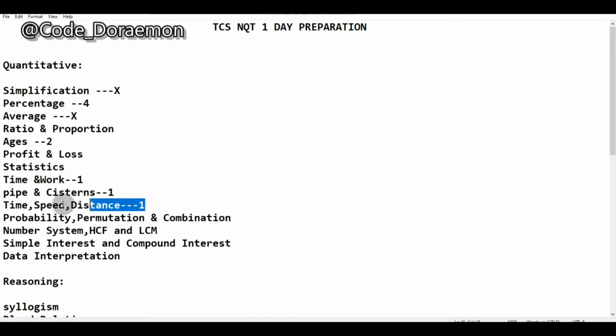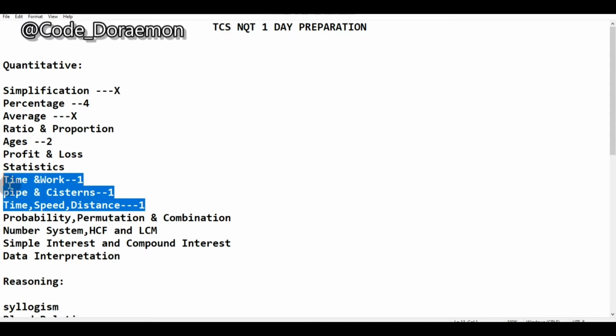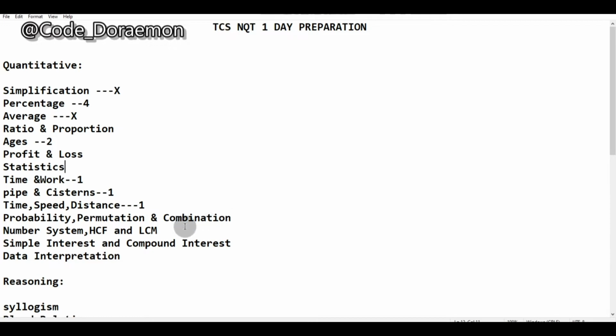And next, time, speed, and distance, this will also take a major part in your quantitative side. Covering these three topics itself, it may count up to 20 questions. And then you can just learn probability, permutation, combination, ratio and proportion, and profit and loss. So you can cover almost all the questions in your NQT quantitative side.